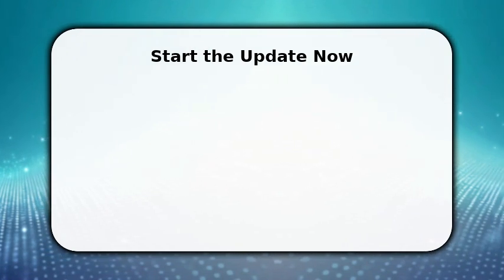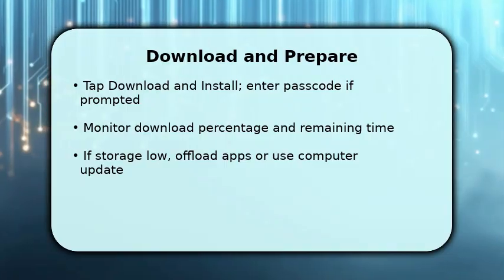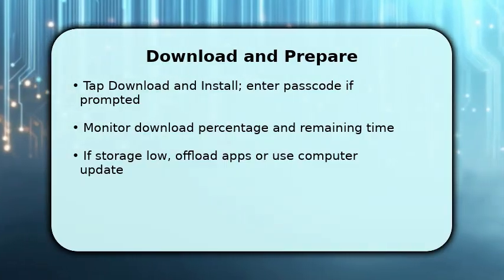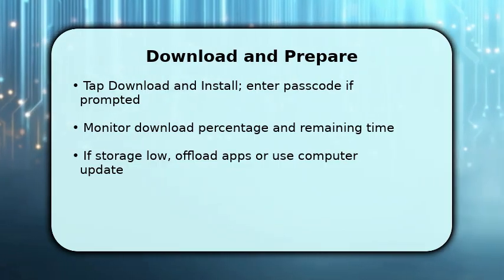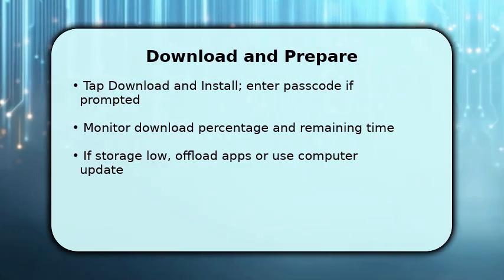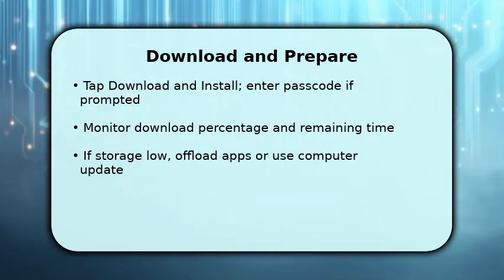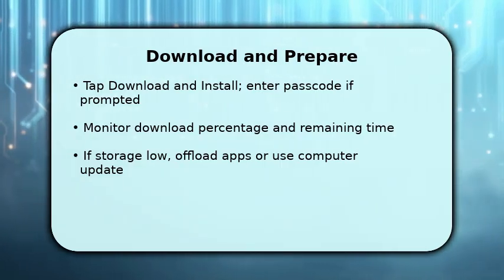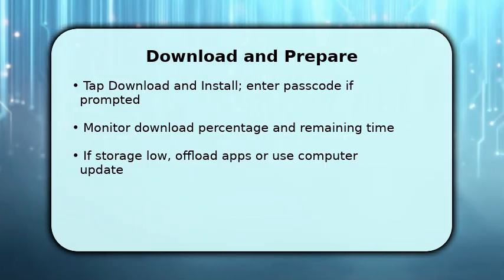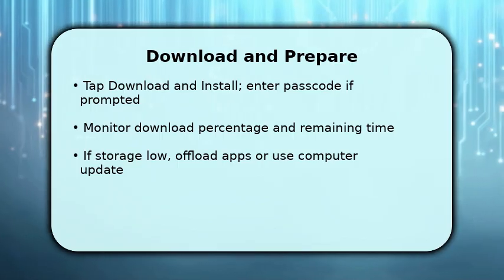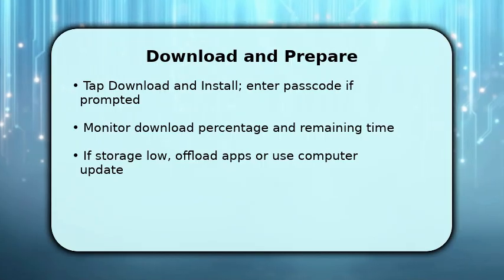You now execute the detailed middle steps. Tap Download and install and enter your device passcode when asked. This authorizes system changes. While the file downloads, monitor the progress bar and remaining time so you can plan interruptions. If the download stalls because of storage, offload unused apps or connect the device to a Mac or PC and update through Finder or iTunes instead. Make sure you don't interrupt power or network. Stable conditions reduce failed installs and save time.